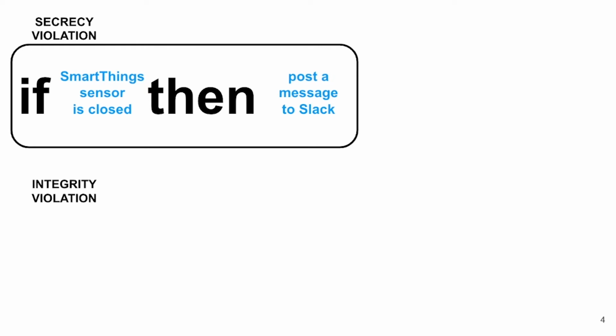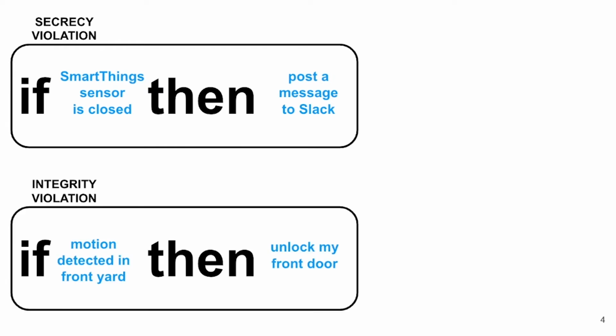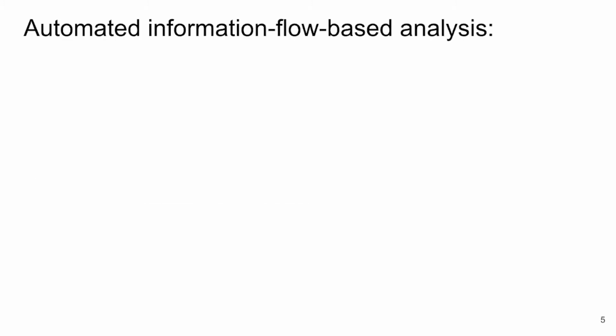An integrity violation occurs when a rule gives unauthorized people access to controlled devices or services. For example, in the rule, if motion detected in front yard, then unlock my front door, anyone who can gain access to my front yard, which is probably a lot of people, could then suddenly unlock my front door, which could compromise my home security, and is likely not intended.